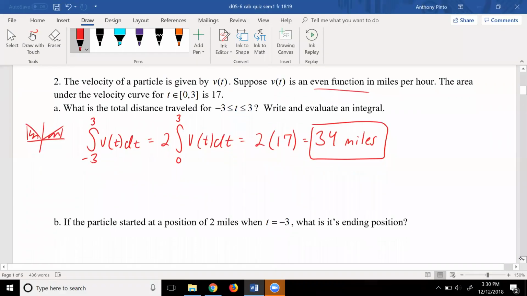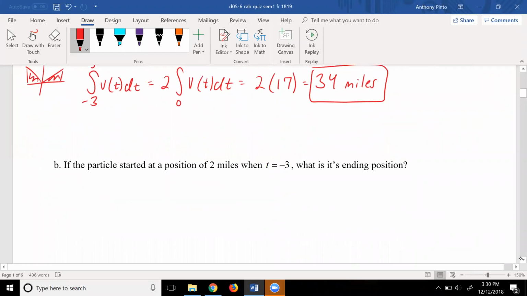All right, now for our last problem, part B says, if the particle started at a position of 2 miles when t equals -3, what is its ending position? This one's pretty straightforward. So we start at 2 miles at -3, and we know that we went 34 miles from -3 to 3. So this is simply to find s of 3. We started at 2, and we're adding that integral that we found in the previous problem up here. So it's 2 plus 34. Our ending position is at the 36th mile.